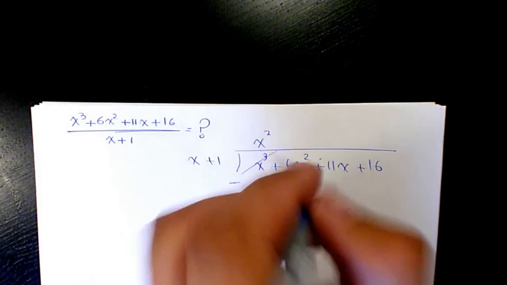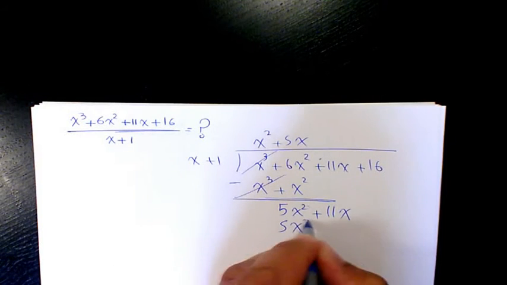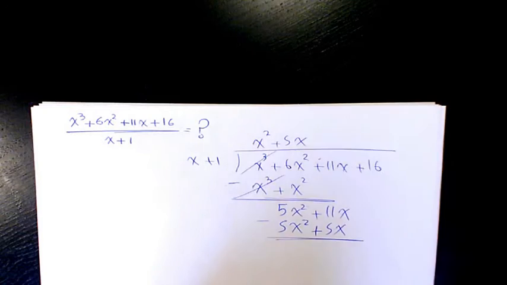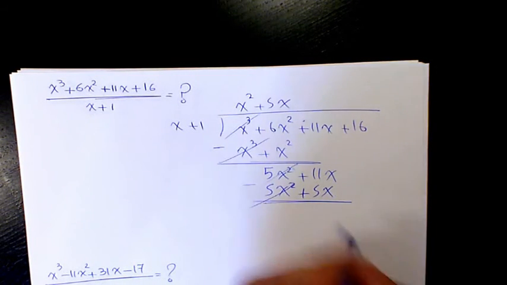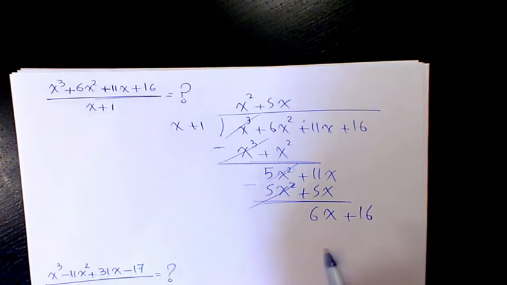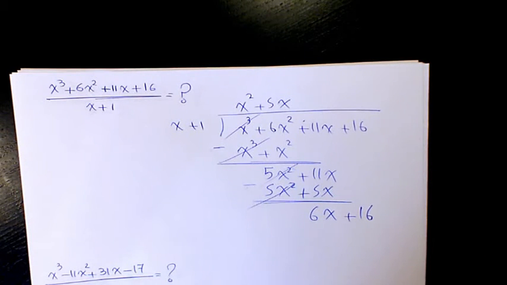5x squared divided by x is going to be 5x. 5x times x, 5x squared. 5x times 1 is going to be 5x. When you subtract it, these two cancel out. 11x minus 5x is going to be 6x. You bring the next term down because you need to have the same number of terms as in here. So since we have two terms in divisor, we need to have two terms in here.